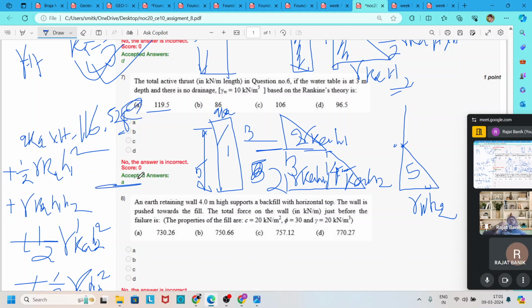I think it is understood by everyone. So first we divide the pressure diagram into different items. There is one active earth pressure diagram, and due to the presence of the water table the layer is also divided. The upper layer has one pressure diagram, below the water table there is one pressure diagram, and there is also one pressure added due to the water table, because hydrostatic pressure also acts in the horizontal direction by the law of Pascal.